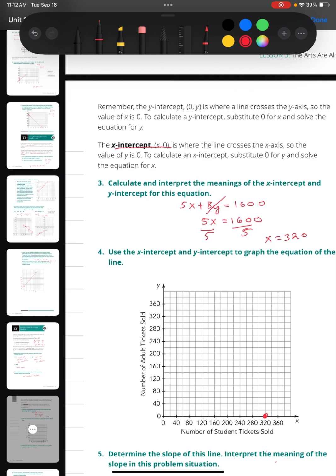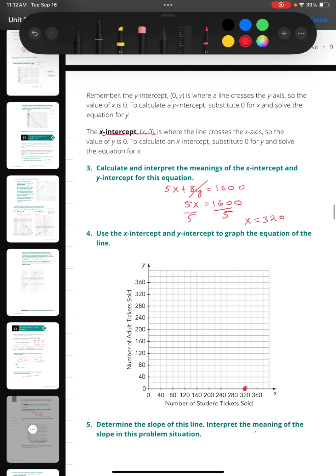Okay, we could use that in our slope, or we could go back and calculate the y-intercept. And then we have 2 points we can graph our line. So taking that same equation, if we now substitute 0 for the x, all we're left with is 8y equals 1,600. And if we divide that by 8, we get y equals 200. So our y-intercept is 200.